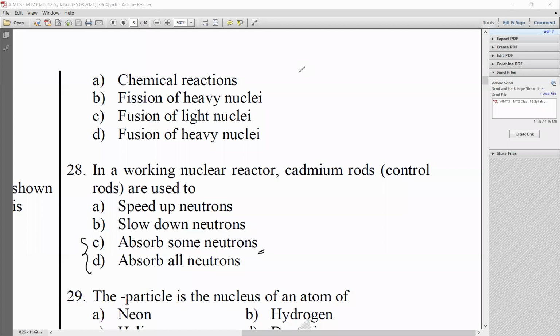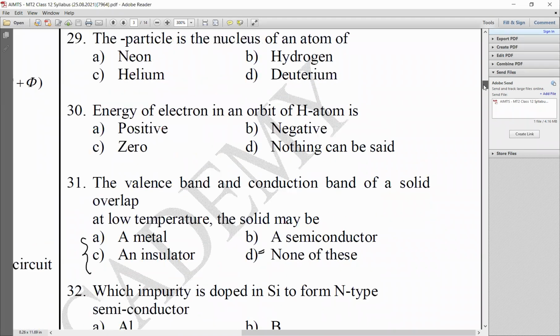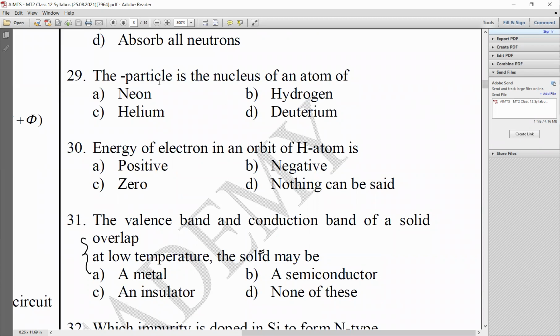Next, 29. The particle is the nucleus of an atom of. Actually, there is a printing mistake here. It is the alpha particle. Alpha particle is the nucleus of a helium atom. What is an alpha particle? Helium 2+, this is 2,4. Energy of an electron in an orbit of a hydrogen atom is always negative. Total energy is always negative. Total energy is the negative of kinetic energy.